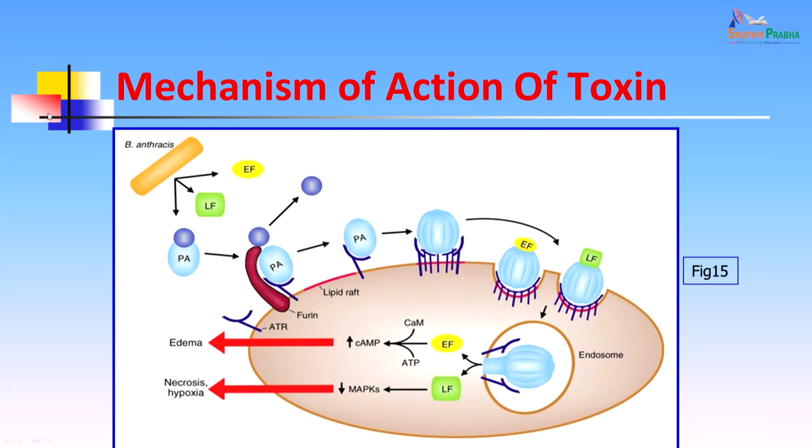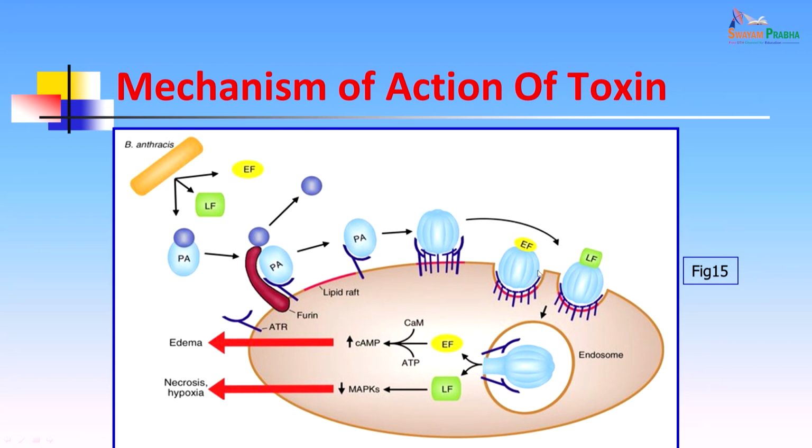Now, it is producing all the 3 factors, that is the protective antigen, the lethal factor and the edema factor. The protective antigen is what comes and binds onto the cell surface. It binds onto receptors on the cell surface. Once it is bound, many of these antigens get together and form a little ball.